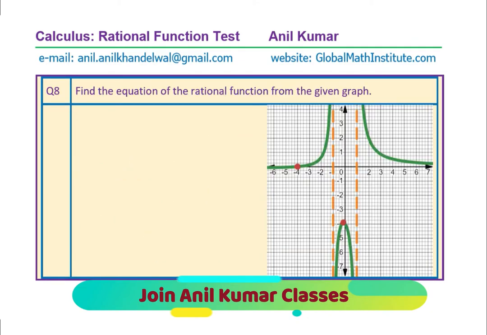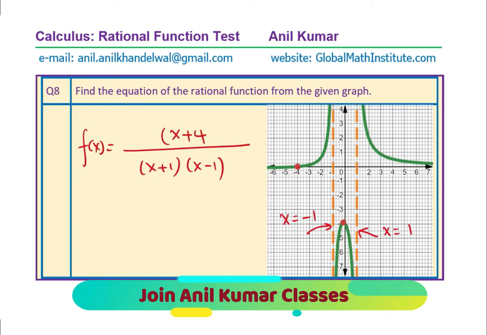Find the equation of the rational function from the given graph. So, very interesting graph. We have two vertical asymptotes. Let's find the equation of these. x equals 1, and this one is x equals minus 1. So, the function I could write f of x equals, in the denominator, x plus 1 times x minus 1. Clear? Now, look for the x-intercept, which is at minus 4. So that means in the numerator, we have x plus 4, correct? So that is because of this x-intercept. That is how we'll link the things, right?